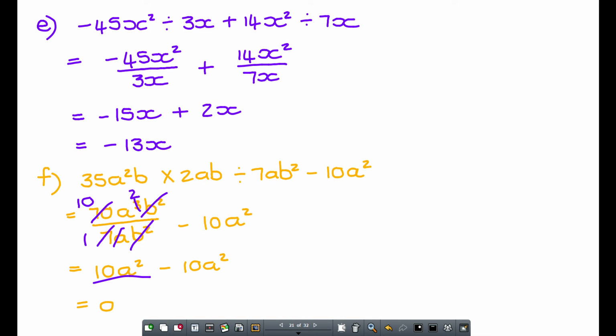And once I got up until that point, I would see that those two are like terms because they both have a squared as an unknown. So I can say 10a squared minus 10a squared will give me 0. Okay. Any questions so far? Okay. Can I skip? You still copying? Okay.